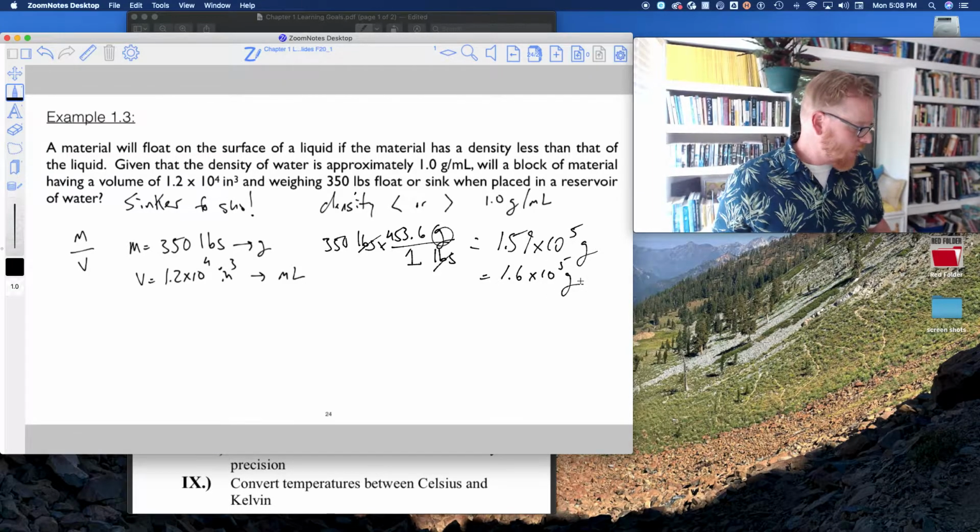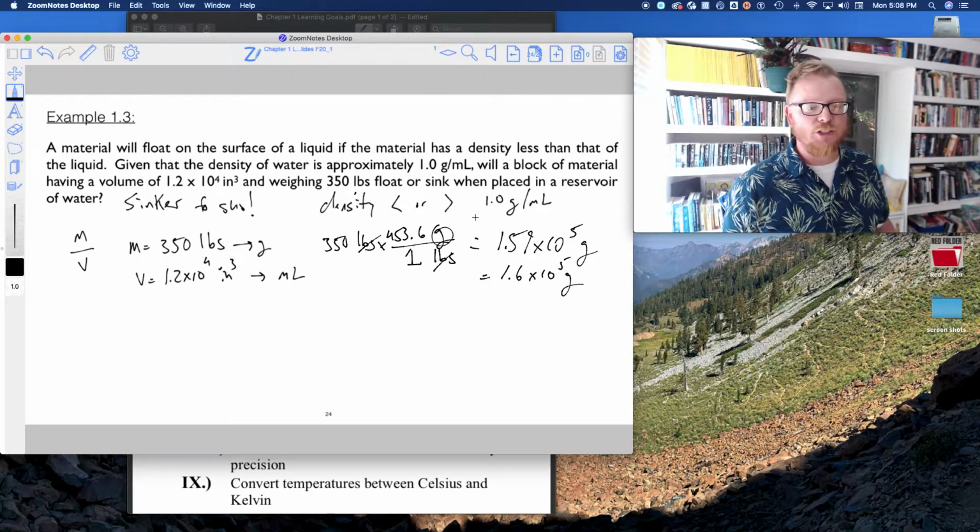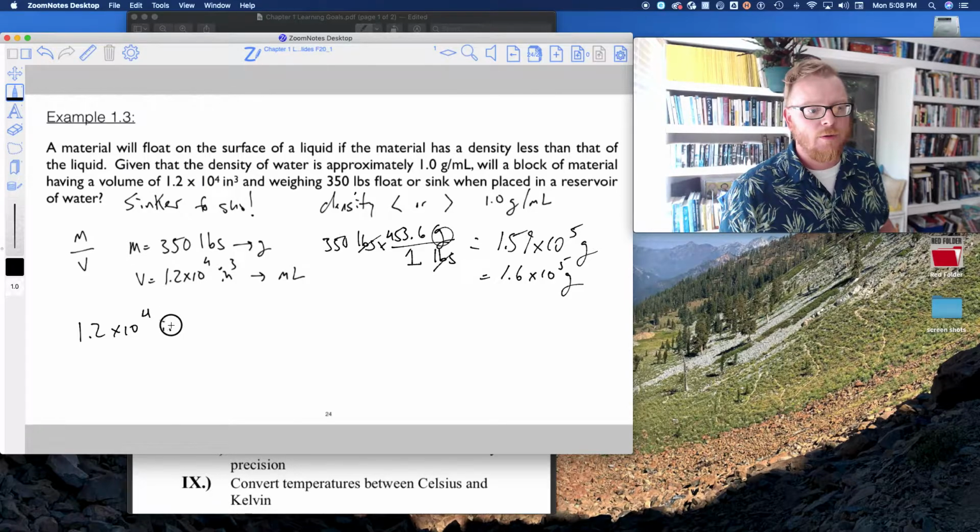Okay. And now my volume, this is where this gets tricky. Okay, so I'm going to start with the number that I have. Start with what you have. 1.2 times 10 to the 4th inches cubed. And I'm going to do this process where I go down and up and down and up and down and up.